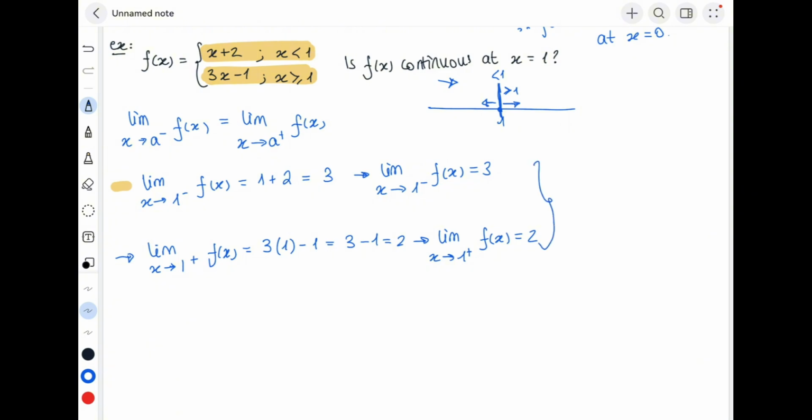3 is not equal to 2, which means our limit as x tends to 1 minus is not equal to the limit as x tends to 1 from the positive side. Therefore, our function is not continuous. And that's the solution for this problem. Let's do one more problem.